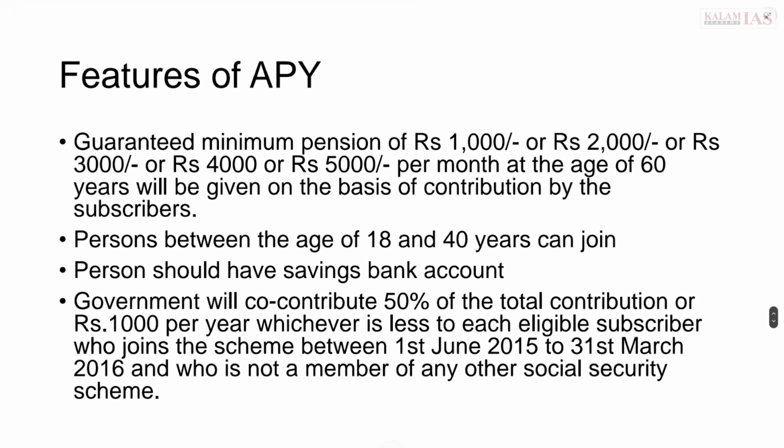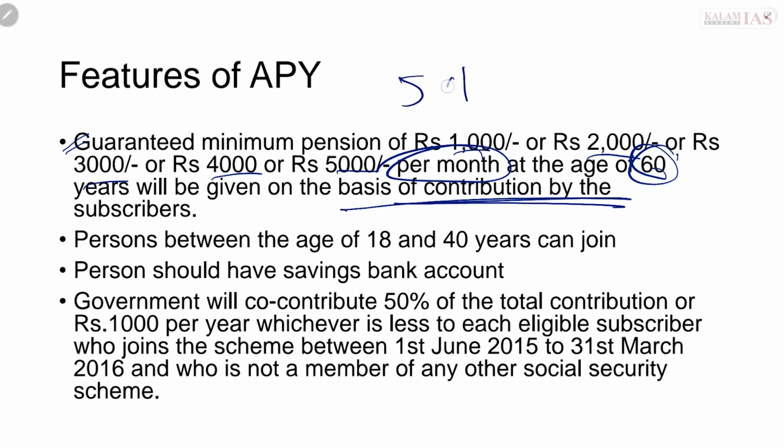These are the features of the Atal Pension Yojana. Firstly, there is a guaranteed minimum pension of rupees in 5 slabs, 1000, 2000, 3000, 4000 or 5000 per month at the age of 60 years will be given on the basis of contribution by the subscribers. Okay, so 5 slabs will be paid.